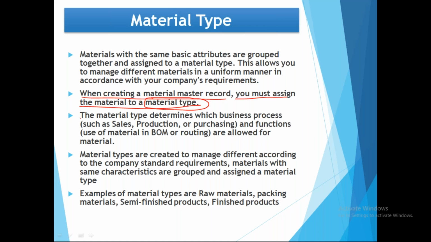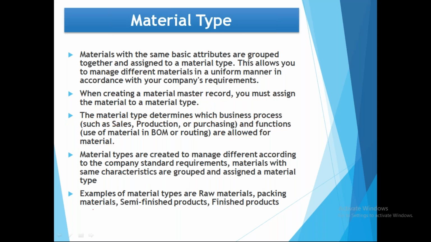Now the material type determines which business process and functions are allowed for the material. Like let's say you are creating a raw material. For raw material, sales is not required because you are not selling it outside. So automatically the system will not give you the sales views. Now let's say you are creating a finished product. Finished product, you will not purchase it. So the system automatically will not give you the purchasing view. So material type determines which business process and functions are allowed for the material.